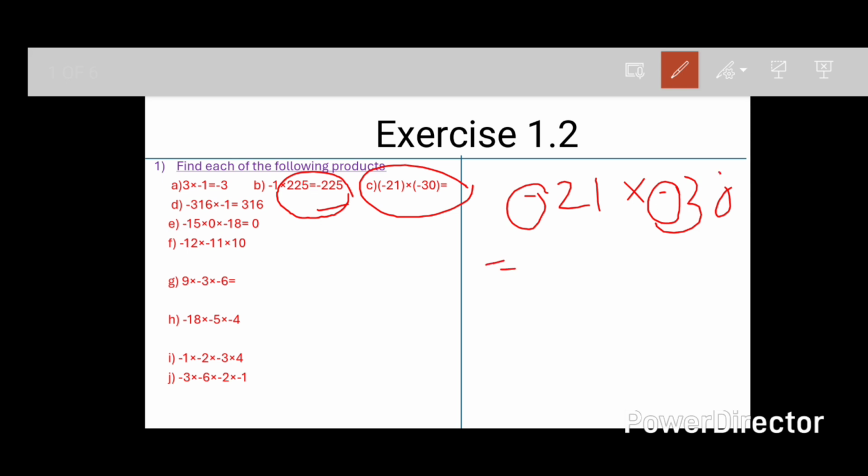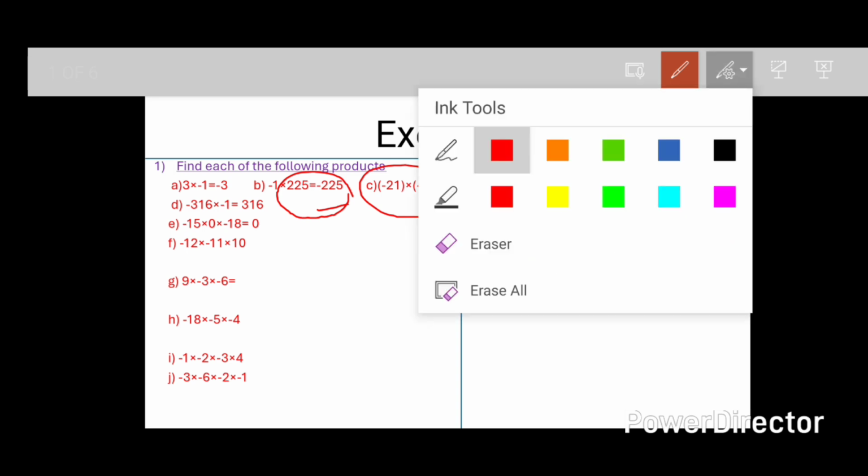What happens here? First don't take this 0. We should multiply from 3. 3 ones are 3. Then 3 twos are 6. Next we should put this 0 after this 63. Now it becomes how much? 630. Now we should multiply the symbols. Minus into minus becomes plus. So the answer is plus 630.